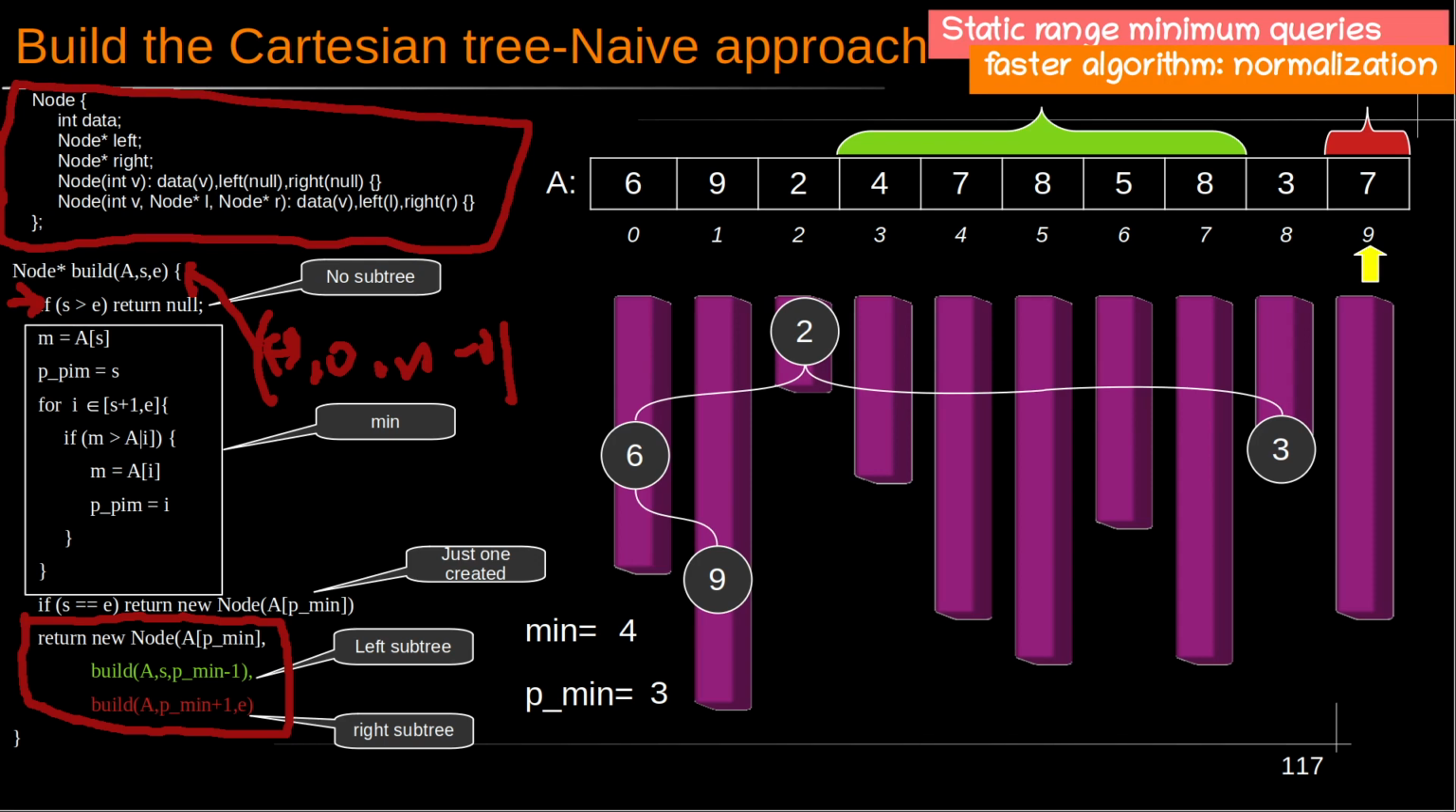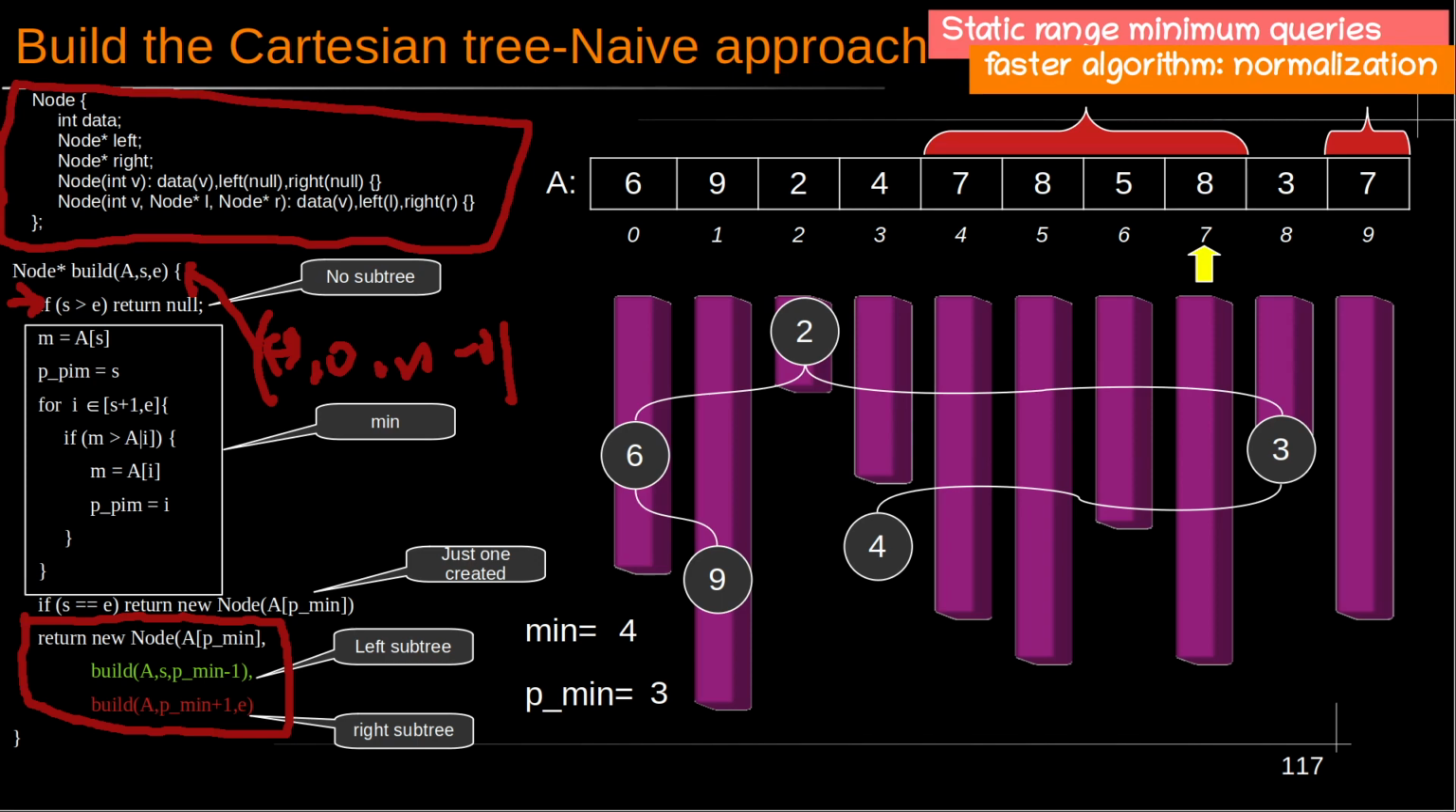For the green part, I'm going to assume that the minimum is at 4, at position 3. Is 4 greater than 7? No. Greater than 8? No. Greater than 5? No. Greater than 8? No. So the minimum here is 4. So we put 4, and we're going to build the left subtree and the right subtree of 4.